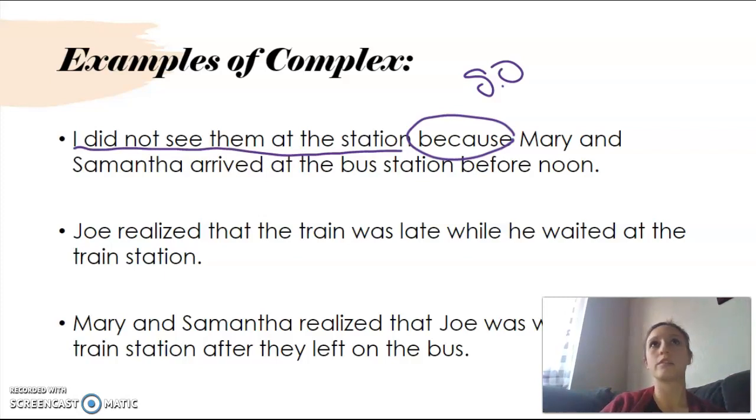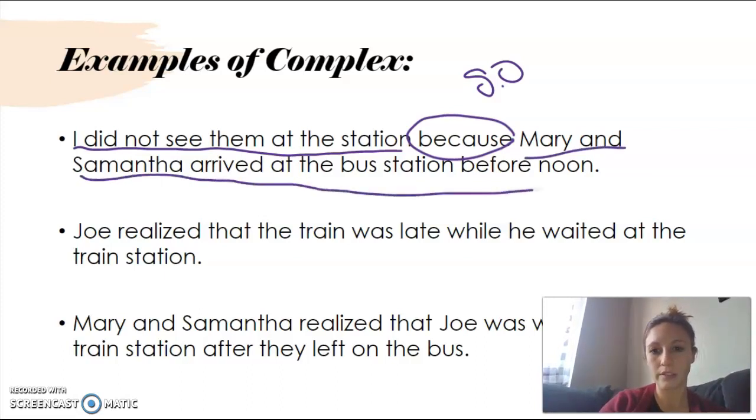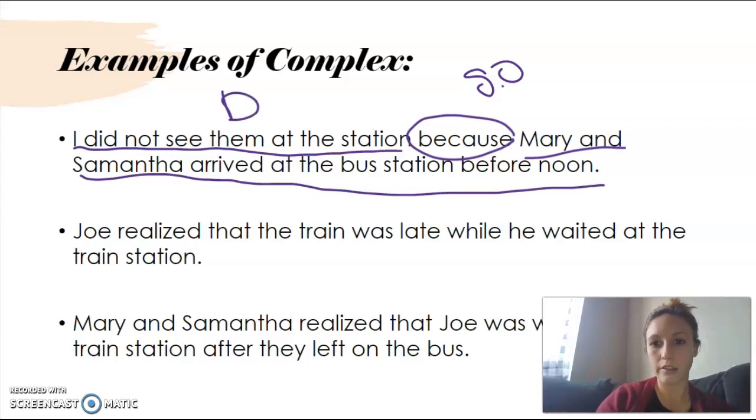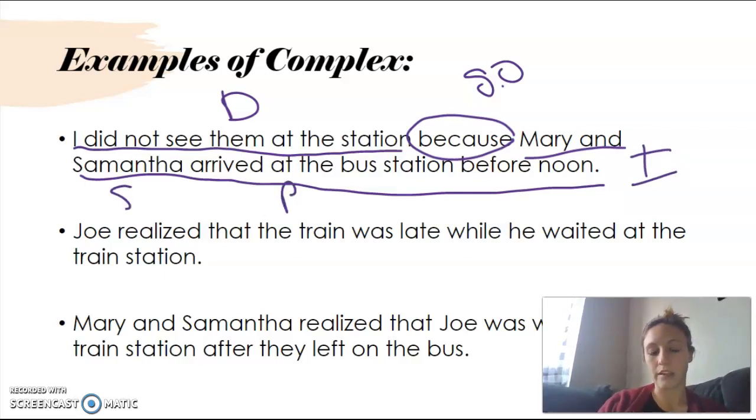I did not see them at the station. What? Okay, there's our fragment. And then Mary and Samantha both arrived at the bus station before noon. This is our fragment, our dependent clause. This is our independent clause because our subject is Samantha and Mary, and our predicate is arrived at the bus station. Okay, as you can tell in our dependent clause up here, you're kind of waiting for more information.